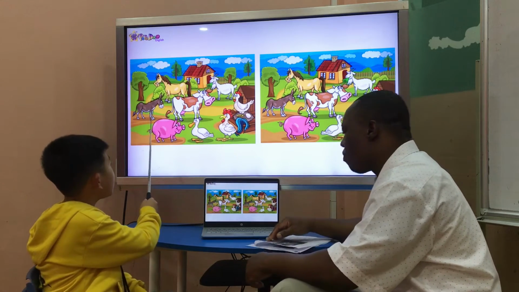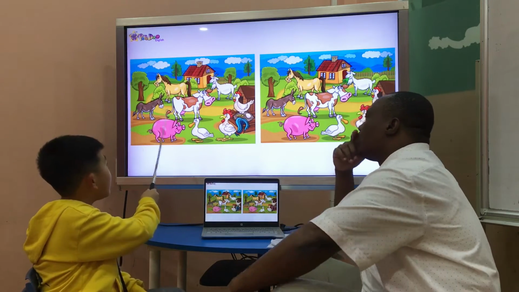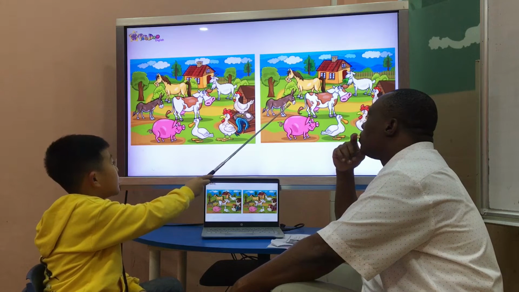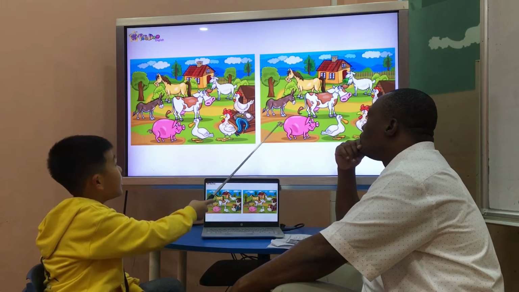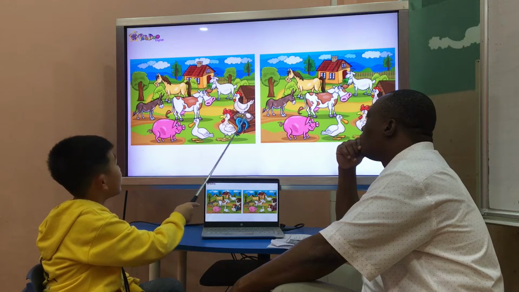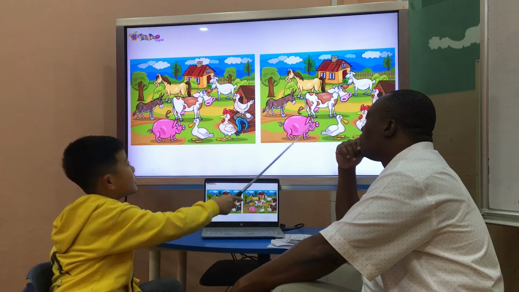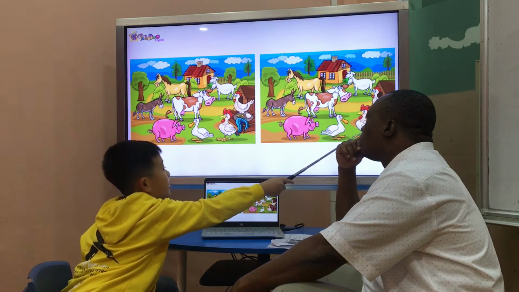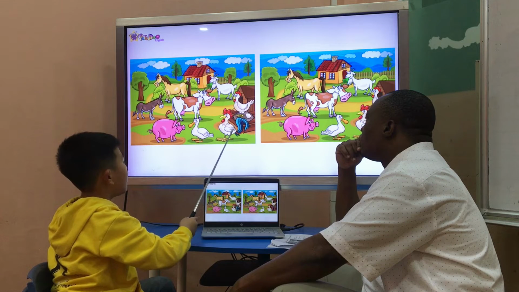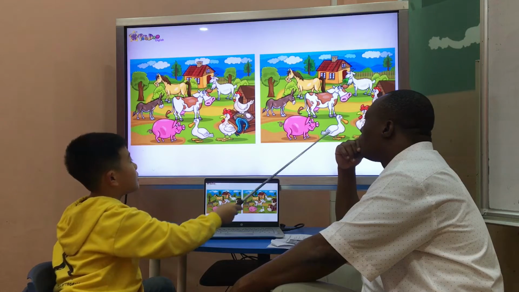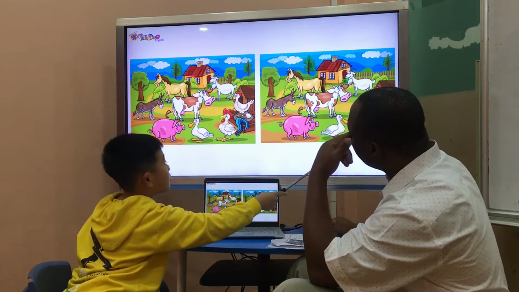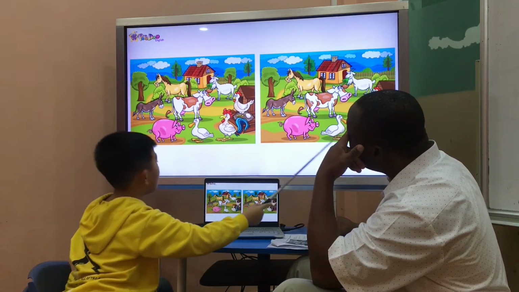In picture one, the donkey is smiling, but in picture two, the donkey isn't smiling. In picture one, there is an egg, but in picture two, there is no egg. In picture one, the rooster has got a blue tail, but in picture two, the rooster has got a pink tail.